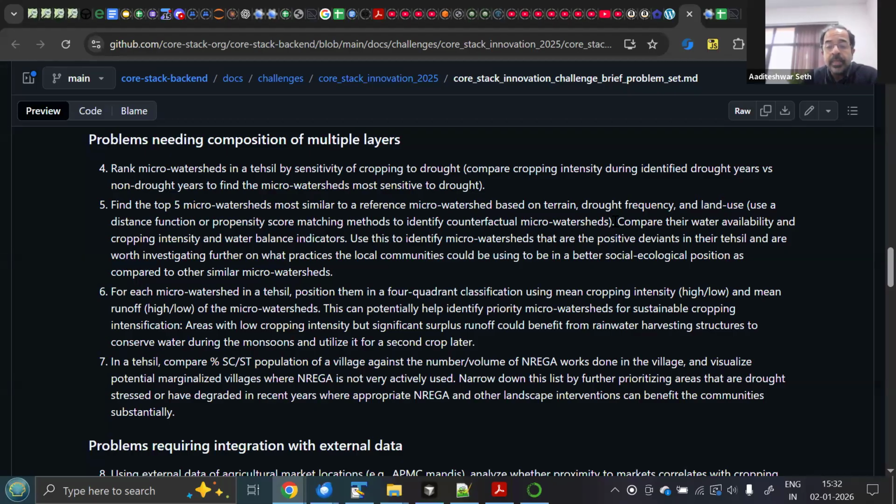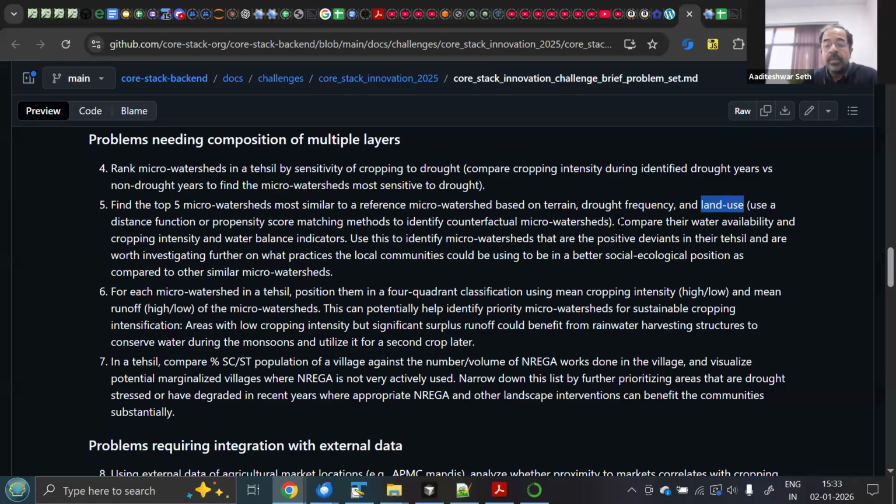And then what you can do is you now know that these microwatersheds are all quite similar in terms of external influences. God gave them that terrain and that's what they have. Drought frequency is what they have. Whatever rain is coming, they are not influencing, but it is what it is. Land use is what they have done, but again, they're not going to be able to change land use in any way, how much area is under trees and so on.